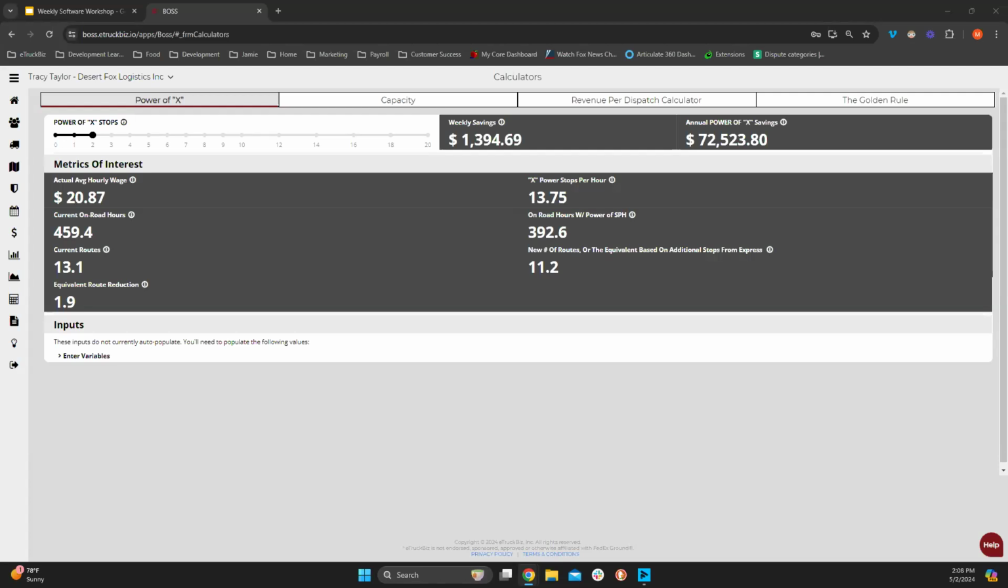So as she said, then your inputs, you could put the data in here. What are your average hourly wages? What are the current on-road hours? And if you don't know those numbers, those are normally available, especially the on-road hours and the routes per day. All of that's going to be on the WSW activity in our system.